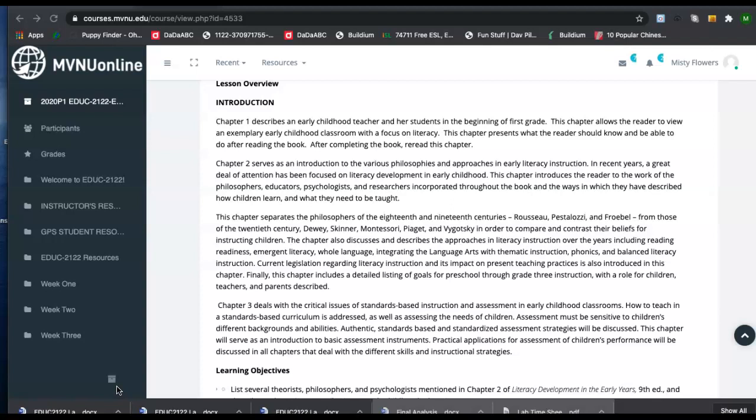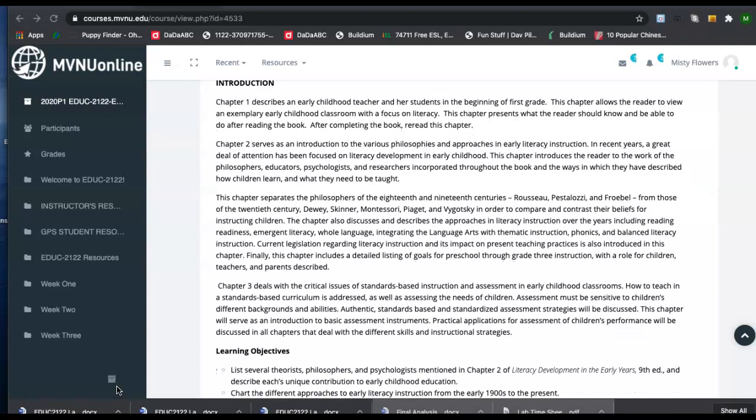Chapter 3 is assessment in early literacy. Obviously, it deals with the critical issues of standards-based instruction and assessment in early childhood classrooms. How to teach in standards-based curriculum is addressed, as well as addressing the needs of the children. So you have to think about assessment being sensitive to the children's different backgrounds and abilities.